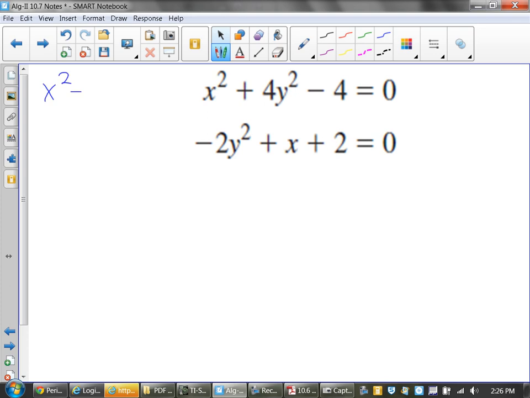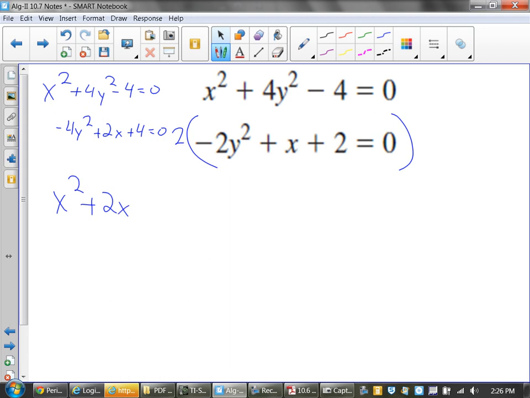First equation was x squared plus 4y squared minus 4 is 0. Multiply this whole one by 2. I get negative 4y squared plus 2x plus 4 is 0. Which now means I can add these two equations together, which eliminates the y squared. X squared plus 2x is 0. It just so happened to eliminate the 4 and the negative 4 as well.